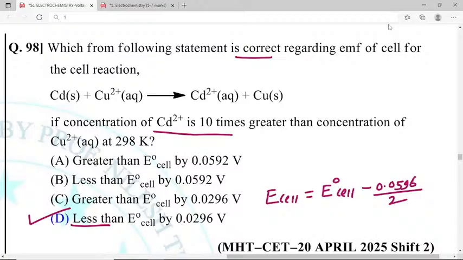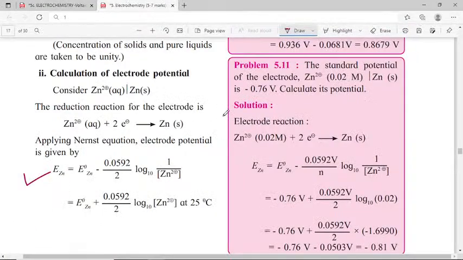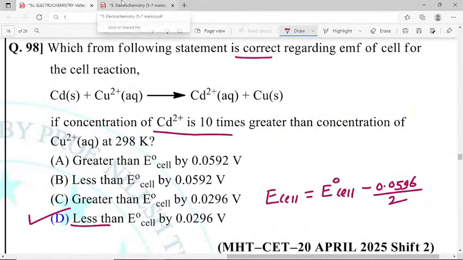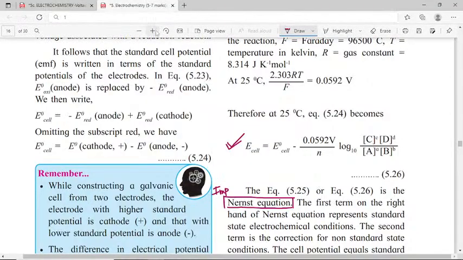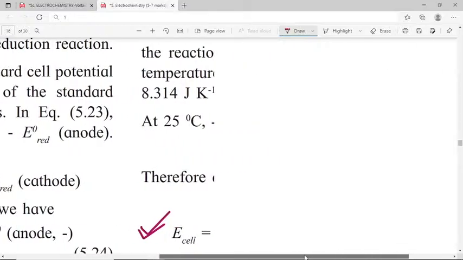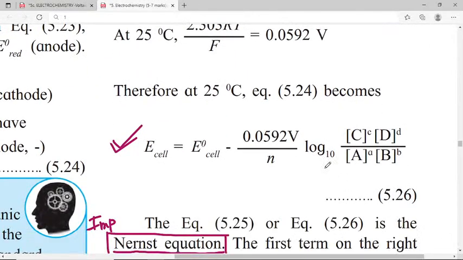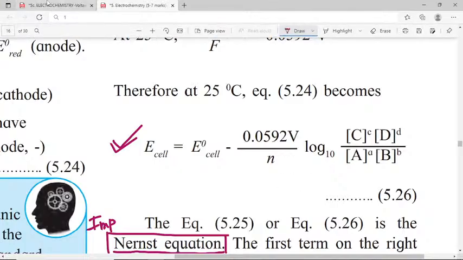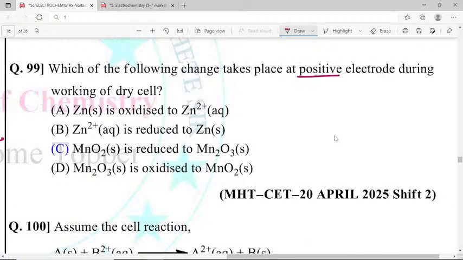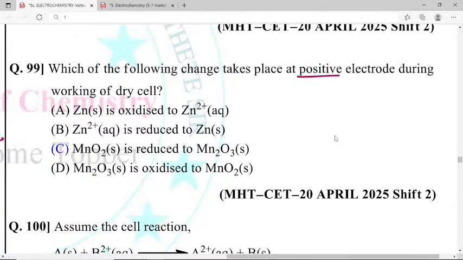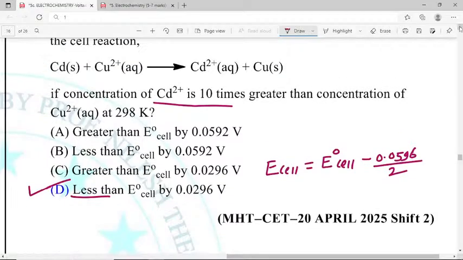Okay. According to the Nernst equation. Which of the following changes takes place at the positive electrode during working of the dry cell? Yes, it is 0.0592. Very good.